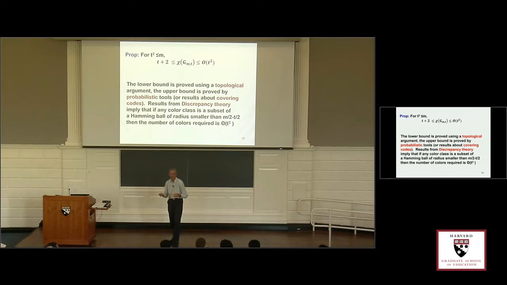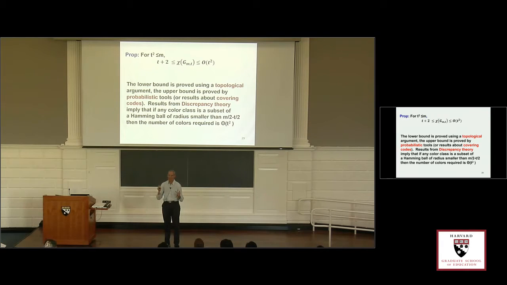Some work by Karim Adiprasito and David Ellis suggests that maybe this t plus 2 can be improved to around 2t minus a little bit, but still this is linear in t. And then there is an upper bound, and the upper bound follows either by some probabilistic argument or by some results about covering codes. And again, I will not describe it, but this gives something like t squared.